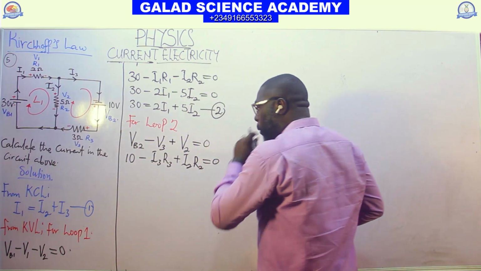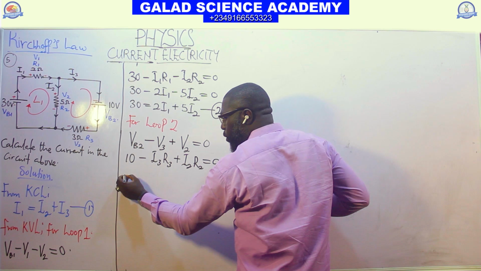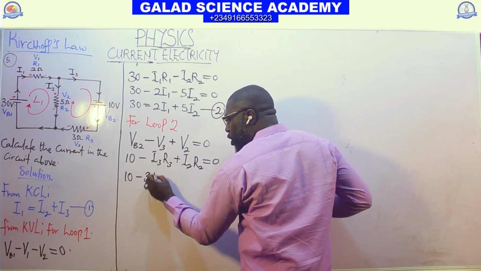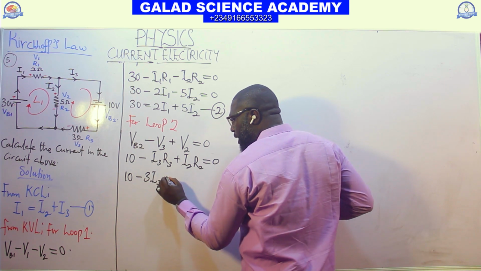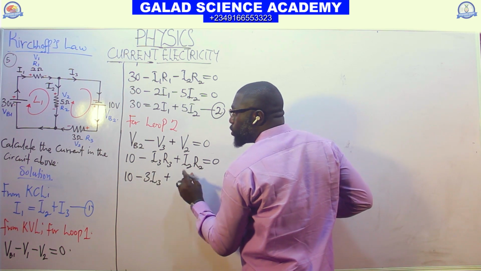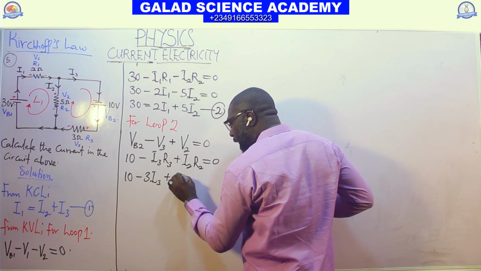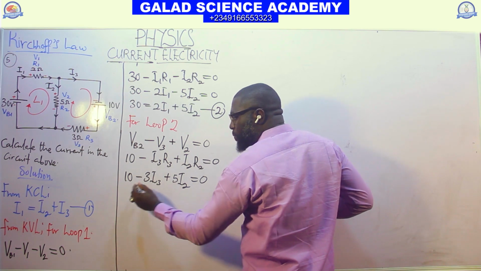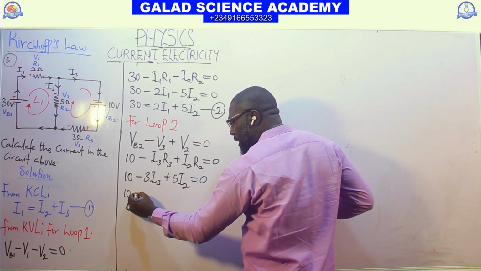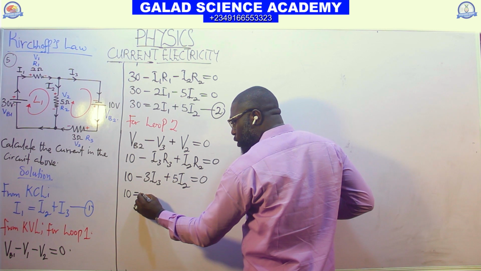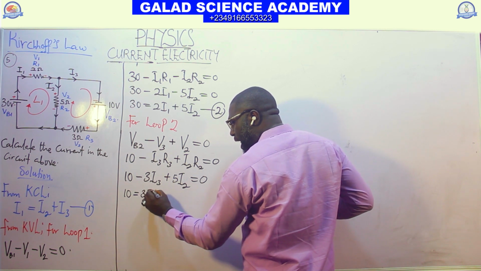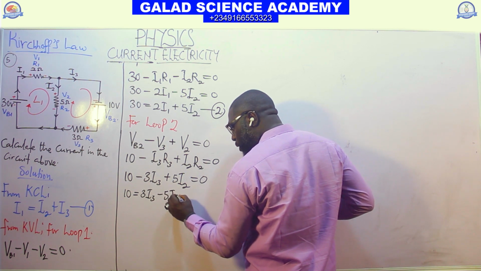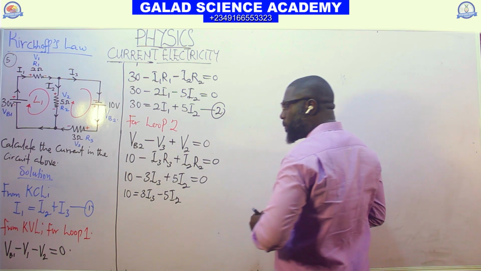Good. What is current I3? We don't know. 10 minus what is R3? 3 ohms. 3 plus R2 is 5 ohms. I2 equals 0. Collect the like terms. 10 equals 3I3 minus 5I2.